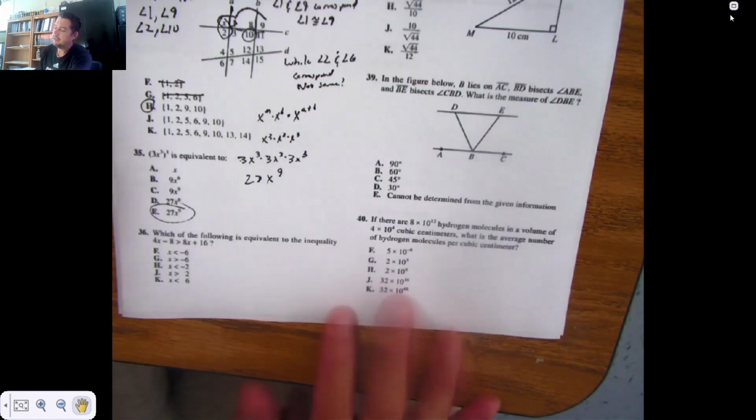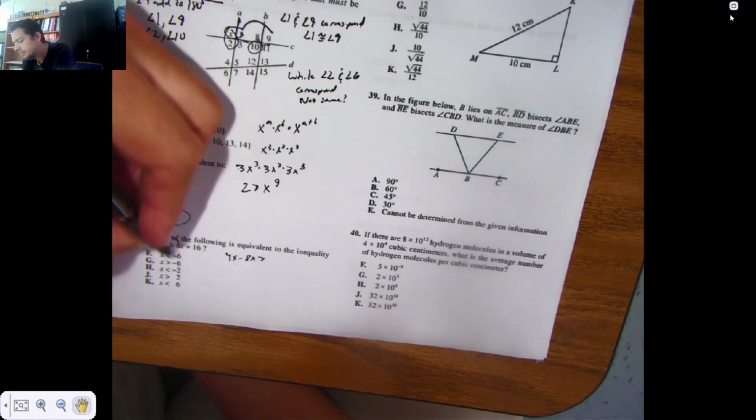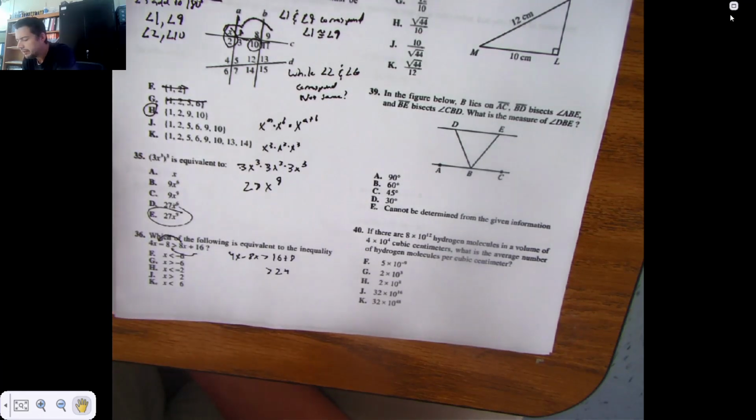There's good distractors there. All right, which of the following is equivalent to the inequality 4x minus 8 is greater than 8x plus 16? Like, this is an easy one. We just subtract 8x. We have 4x minus 8x greater than 16 plus 8. 16 and 8 is 24. 4x minus 8x is negative 4x.